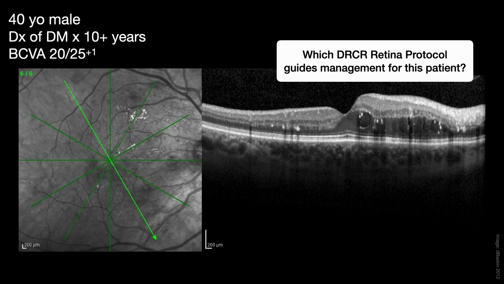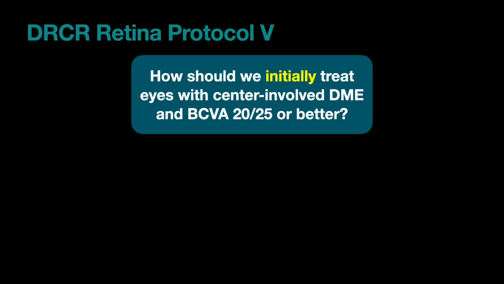So which DRCR retina protocol would guide management for this patient? Well, all the ones we talked about so far had 20/30 or 20/40 or worse vision, or 20/32 or worse vision. Nobody can tell you what to do with 20/25 plus. So we developed a protocol for that, and it's called Protocol V. You can remember it, V is for very good vision.